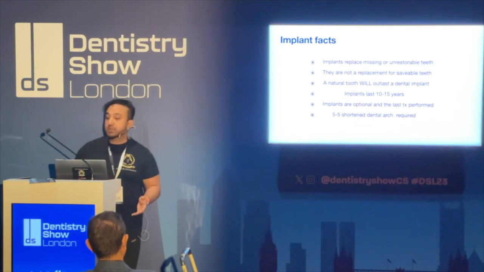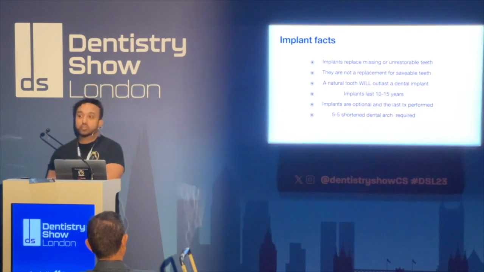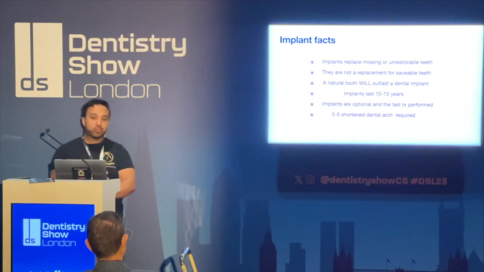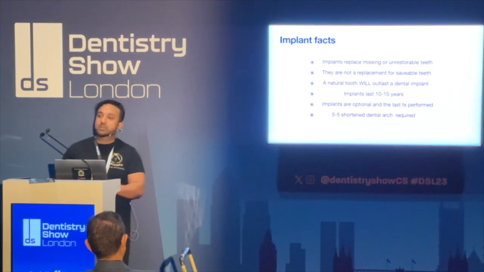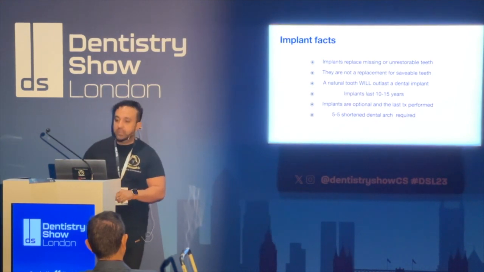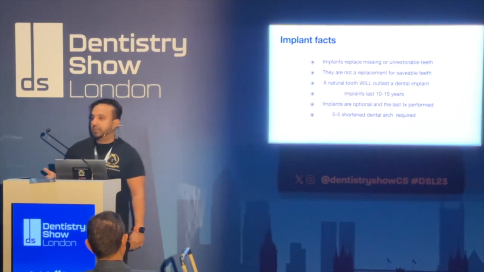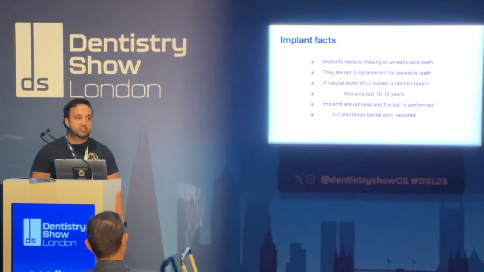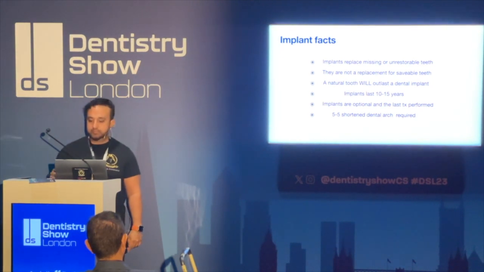So in summary, the facts around implants. It's really important to know that implants replace missing or unrestorable teeth. They are not a replacement for root canals and crowns. So if a tooth is savable, a natural tooth will outlast an implant. Implants will only last 10 to 15 years, and implants are optional, elective treatment, and the last treatment performed. You need stable perio, stable dentition, all their dentistry done, their occlusion sorted, and that will be the last treatment performed on your patients. And a shortened dental arch is required.